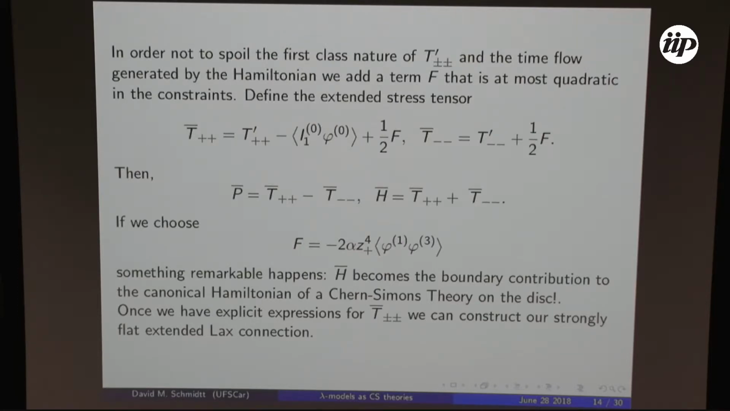If we choose this f in this particular form, quadratic in the phi 1 and phi 3, something happens. The H becomes the boundary contributions to the canonical Hamiltonian of a Chern-Simons theory on the disk. So once we have the T plus plus and the T minus minus, our stress tensor extended quantities, we can construct a strongly flat extended Lax connection.